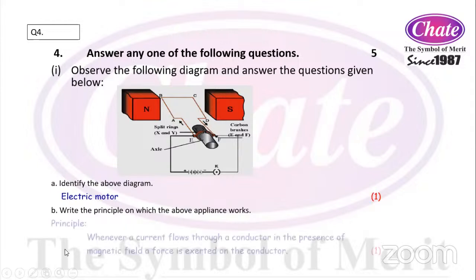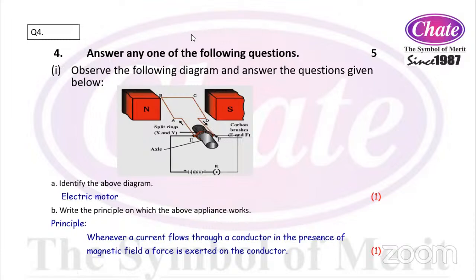So the principle you have to mention is that whenever current flows through a conductor in the presence of a magnetic field, a force is exerted on that conductor. This is the only thing. Instead of this, we can also say that whenever a current carrying conductor is placed in a magnetic field, the magnetic field exerts a force on that conductor. In this way, you can write down the principle.